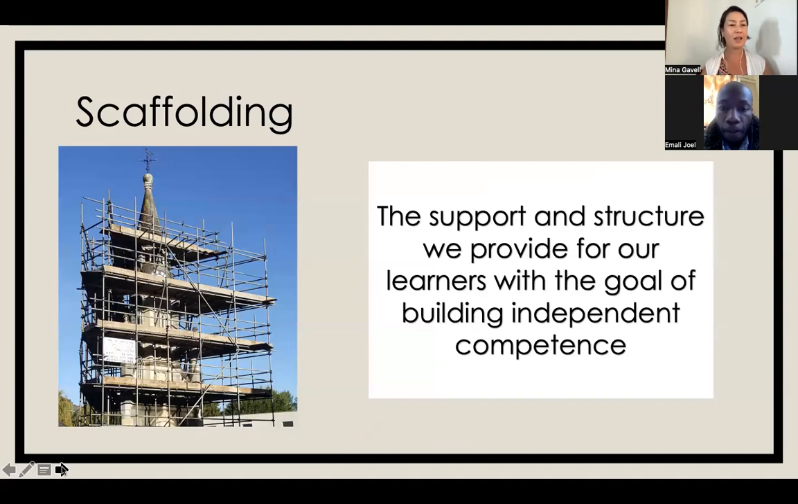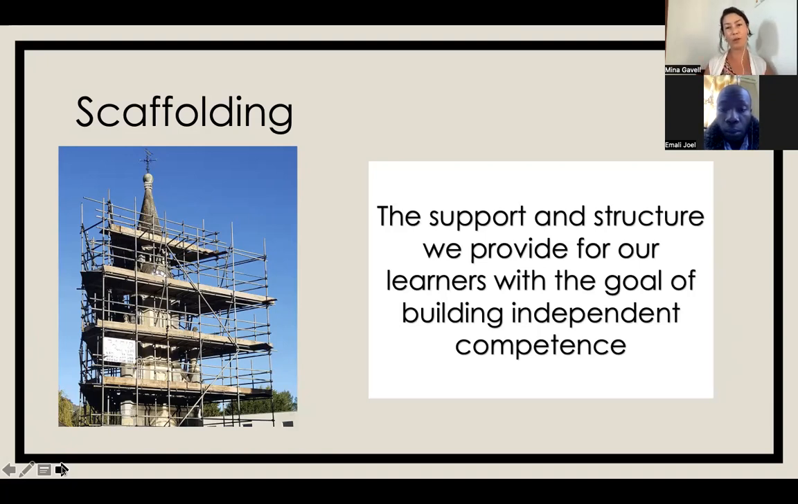So the next concept we're going to look at is scaffolding, and we see scaffolding right there. We see this building. Without scaffolding, we cannot go higher. Scaffolding is the support that allows us to build. But of course, we don't keep the scaffolding. When this building is complete, when it's strong enough, the scaffolding will be removed and it will stand on its own. So this is the same with our learners.